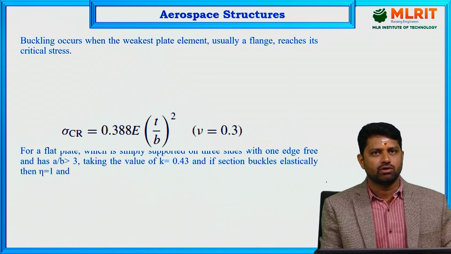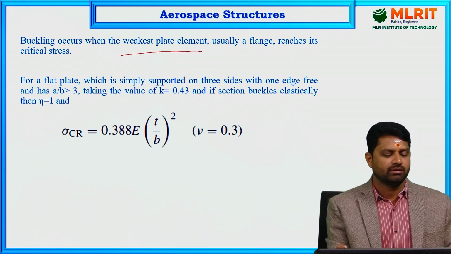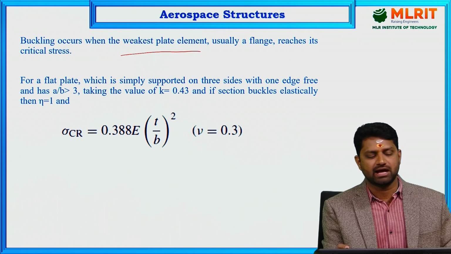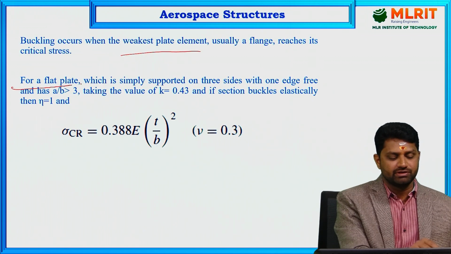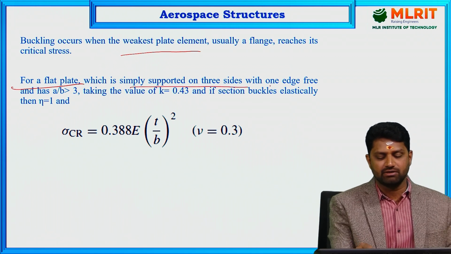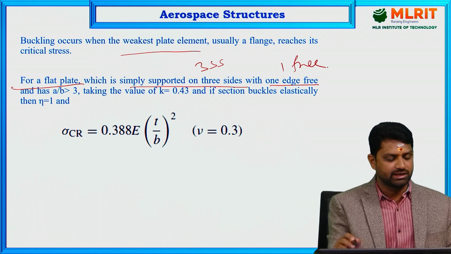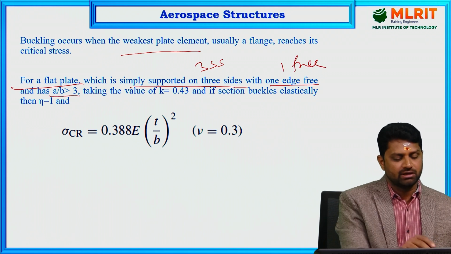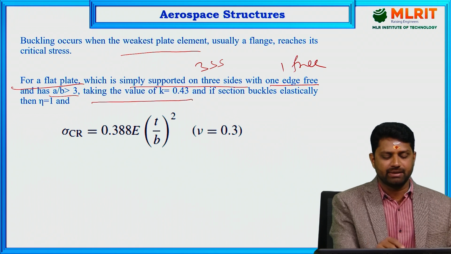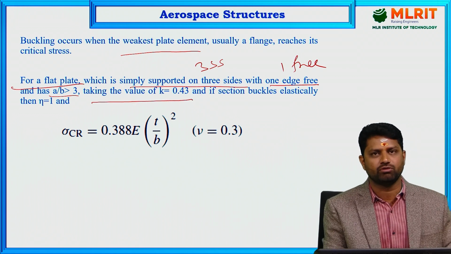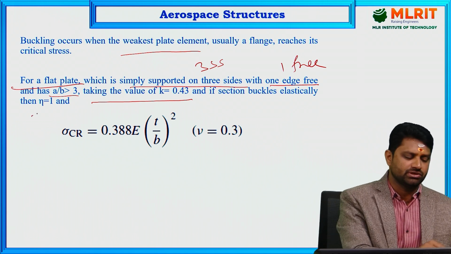Now, for some examples: buckling occurs when the weakest element, usually a flange, reaches its critical stress. Take a flat plate which is simply supported on 3 edges with one edge free. Assume the A by B ratio is greater than 3, the buckling coefficient K equals 0.43, and if you assume elastic buckling, you can substitute eta equals 1.